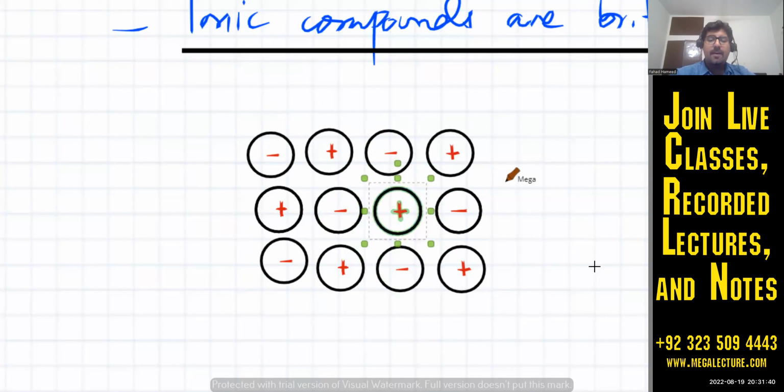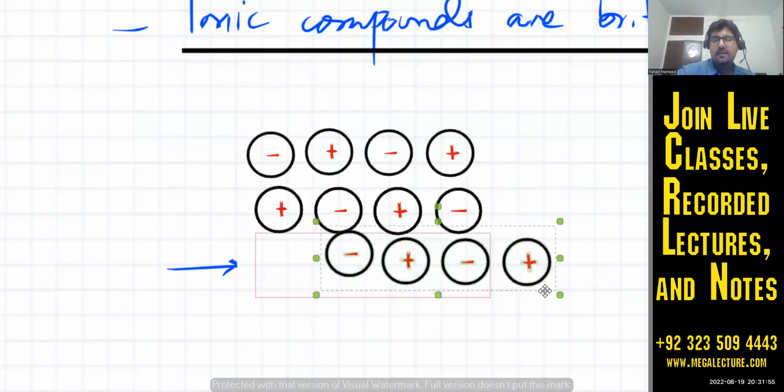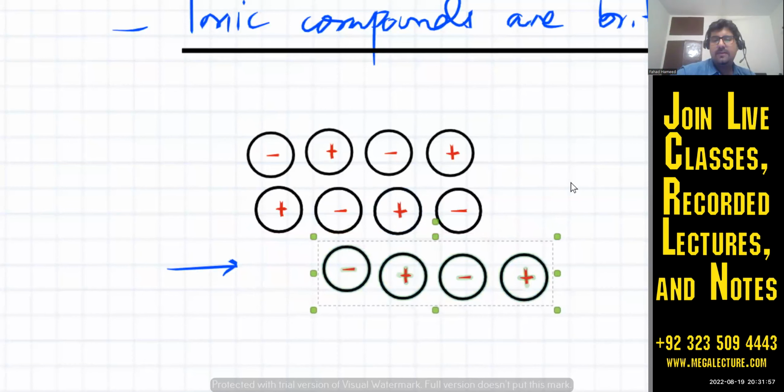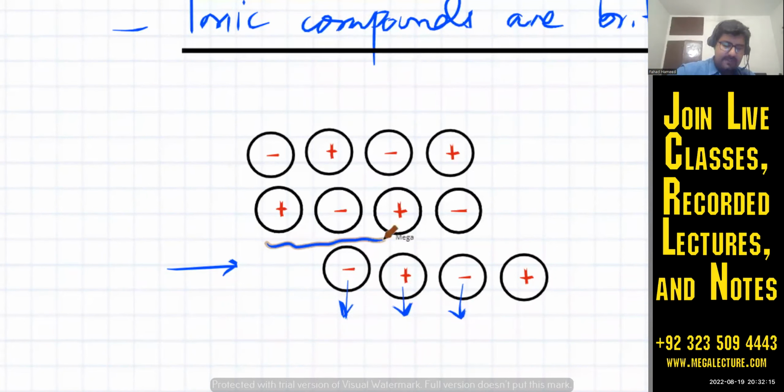Okay? But if I were able to apply a force beyond a certain limit, if I apply enough force and I'm able to move one of the layers, then what happens is you've got two positive ions together, you've got two negative ions together. So all of a sudden, instead of having a force of attraction, you instead get a force of repulsion, and that's where the cracks develop.